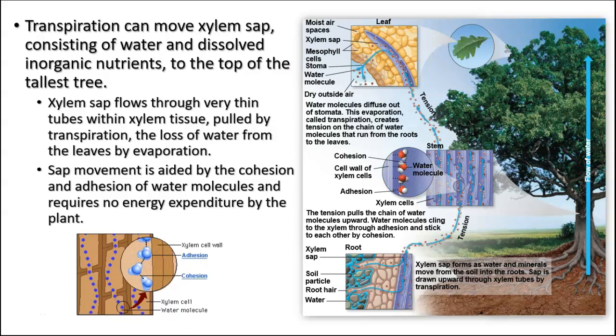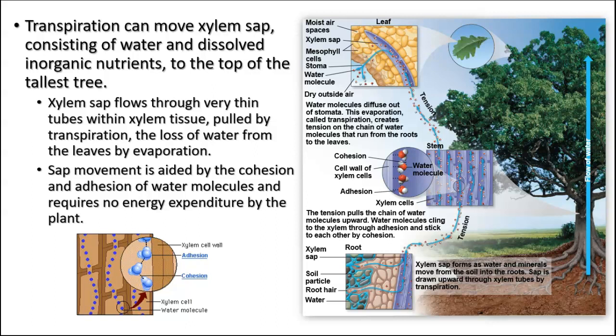Sap movement is helped by the properties of water, and it doesn't really require any energy. There's not a pump that pumps the water up to the top. It's strictly a combination of capillary action via adhesion and cohesion that is aided by the pull of transpiration, the evaporation from the leaves, which is transpiration.